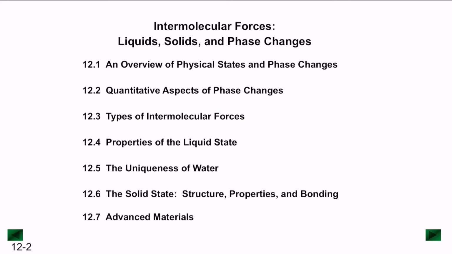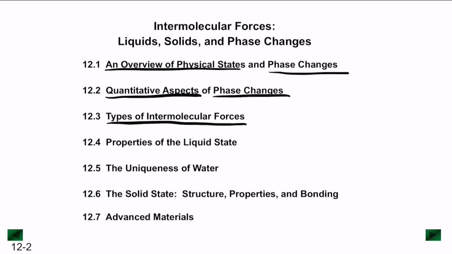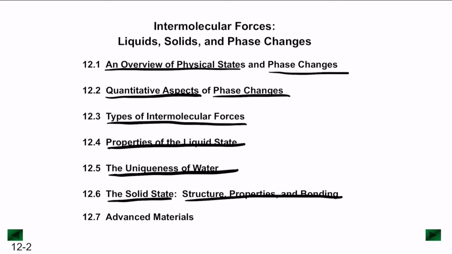In this lecture we'll talk about the overview of physical states, the types of states that we have, and phase changes. Second, we'll discuss quantitative aspects of phase changes. Third, we'll talk about the types of intermolecular forces. Fourth, we'll talk about the properties of the liquid state. Fifth, we'll talk about the uniqueness of water, and we'll end this chapter with the solid state, structure, properties and bonding, and finally end with advanced materials.